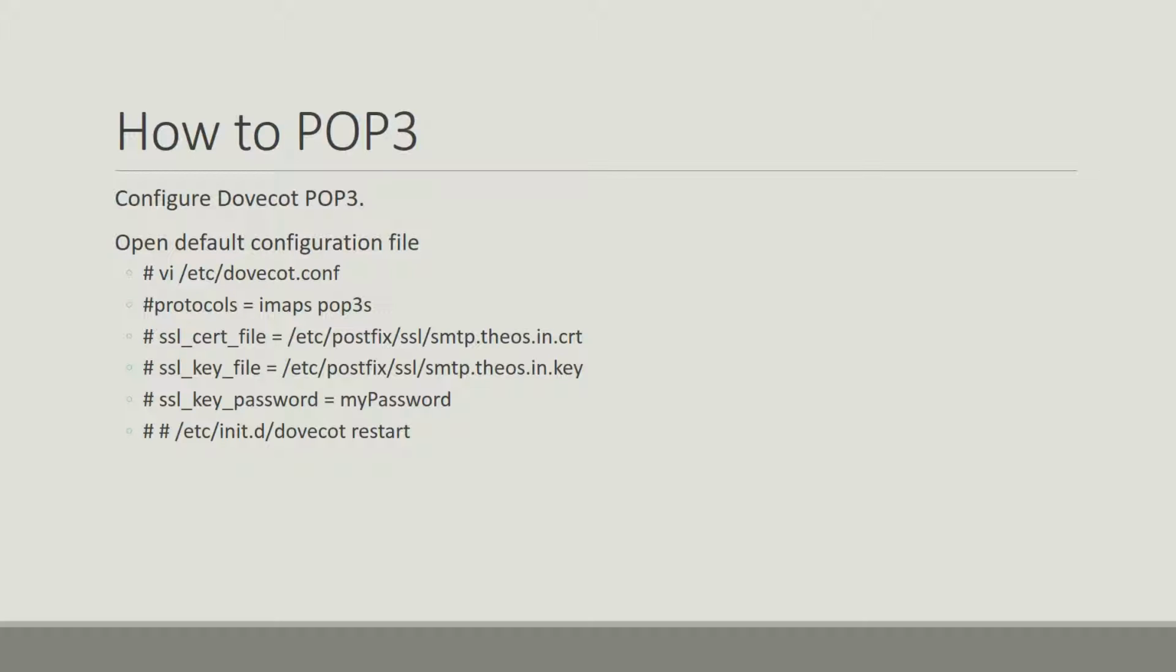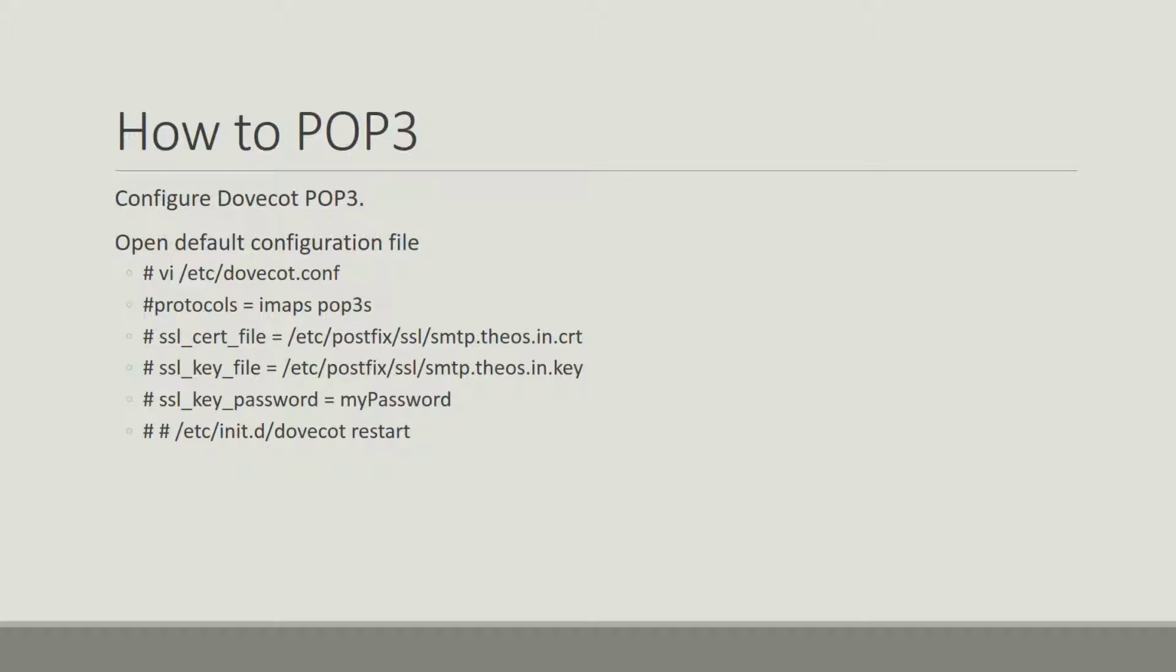How to configure your POP3, configuring using Dovecot POP3. You open the default configuration file and type in the command as follows. This command will enable your POP3 and IMAPs. You make sure your POP3 and your IMAPs are enabled, which are the protocols imaps and pop3.